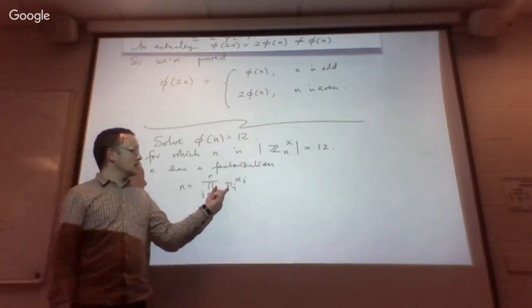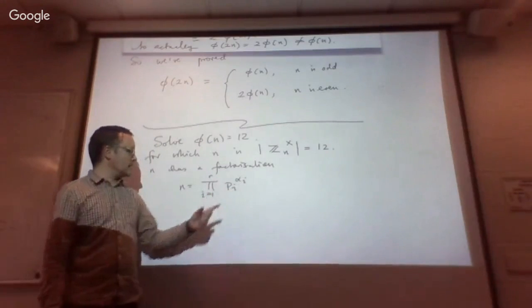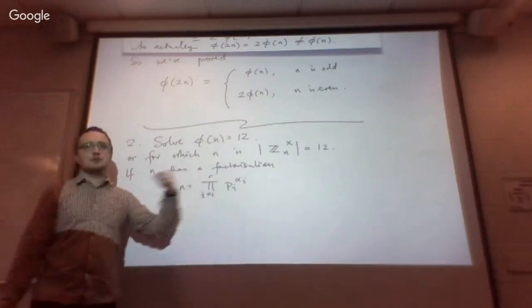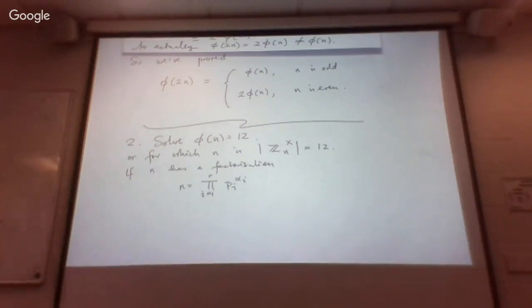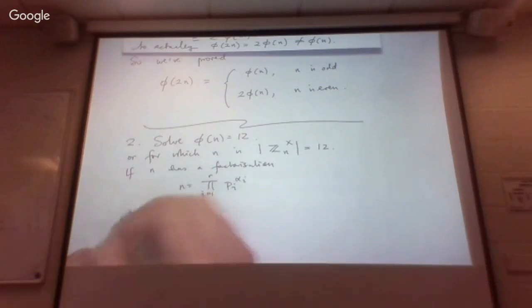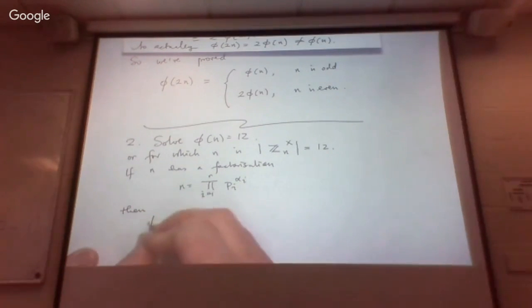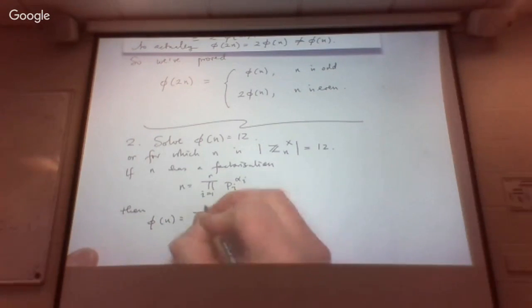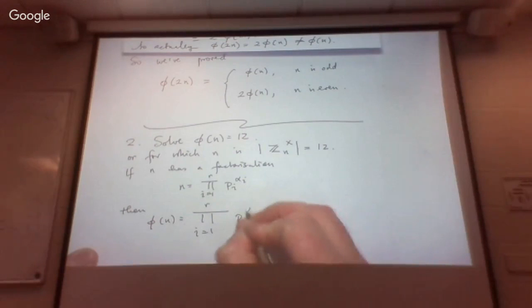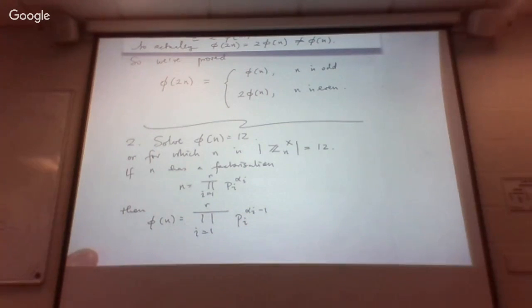It's a product of powers of primes p_i, and there are r primes in the product, and they each appear to exponent alpha_i. Okay? That's completely general. That could be any integer at all. Then the product formula says that phi of n is equal to a product over the same range, with similar powers of the primes, except the exponent is one less, and you've got these extra factors here.